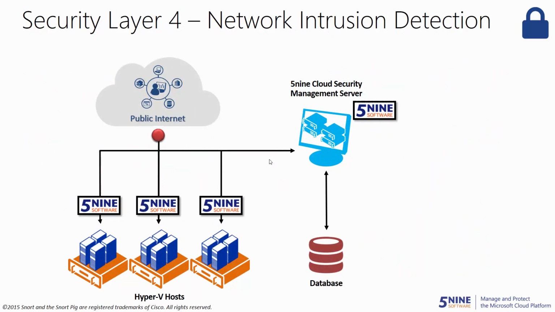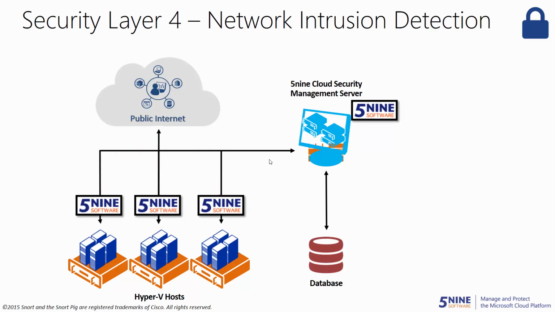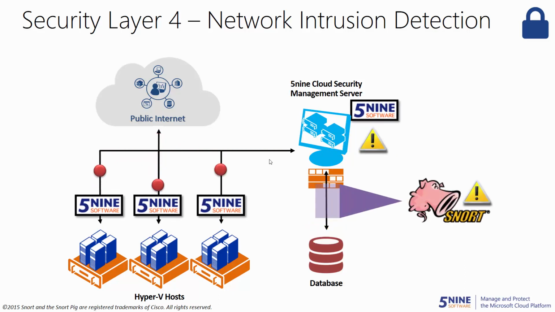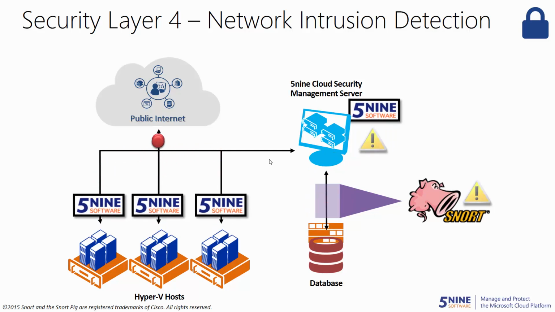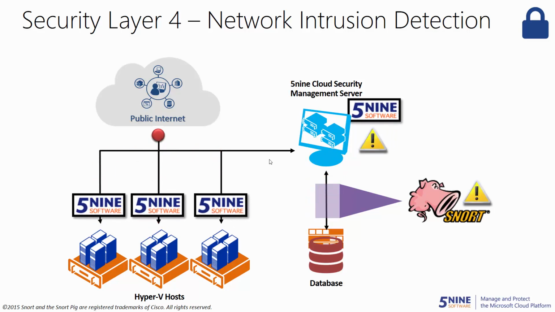The fourth layer of security is for network intrusion detection, using Cisco Snort as our intrusion detection system. Over time, we're going to log all of your inbound and internal network traffic. We're going to start to scan those logs, and if we detect anomalies, such as a particular endpoint getting too much traffic that could indicate a denial of service attack, we're going to alert you of this problem so that you can remediate it as soon as possible.